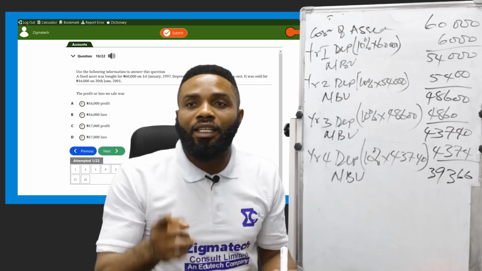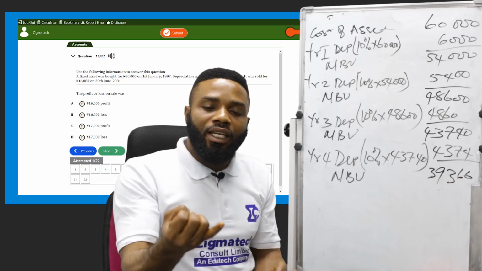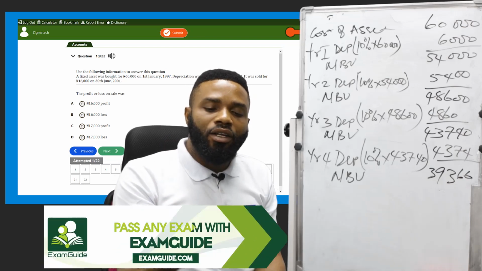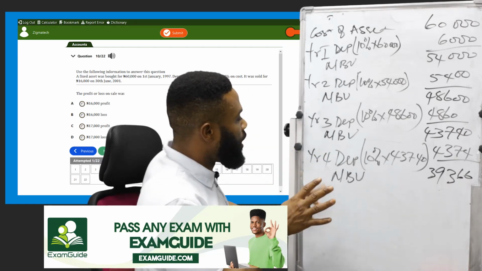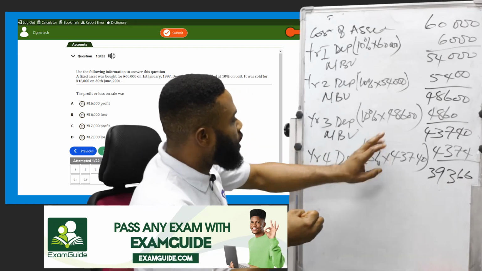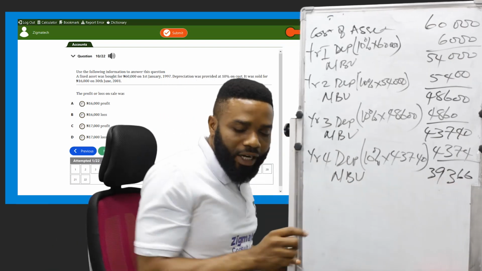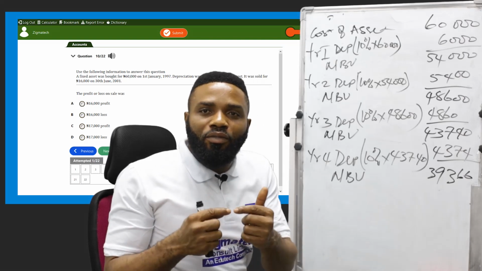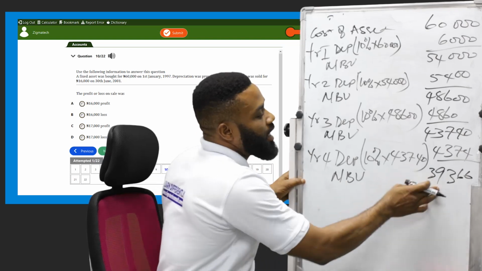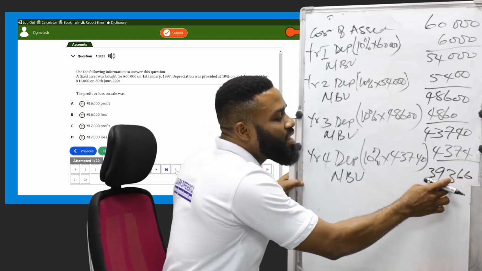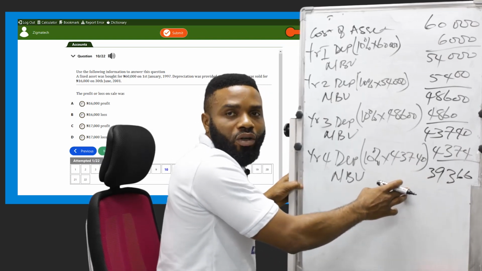Let's calculate now. They said the asset was bought in 1997, so 1998, 1999, 2000, and 2001. That's 4 years. At the end of year 4, the value we have there is 39,366. But they said that the asset was sold for 16,000. So there was a loss, not a profit.